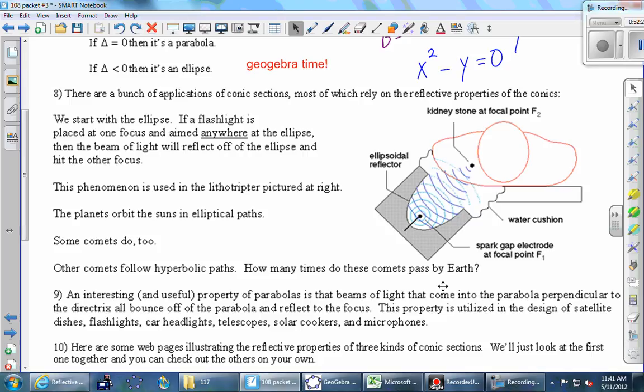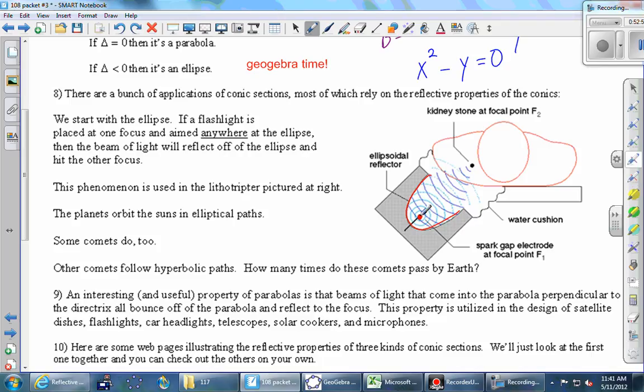We line them up in such a way that we've got the kidney stone at one focus of an ellipse, and at the other focus of the ellipse is this device here. This thing right here is designed to be at the focus of the one ellipse, and the machine is an ellipse, but it's a 3D thing. It's called an ellipsoid.